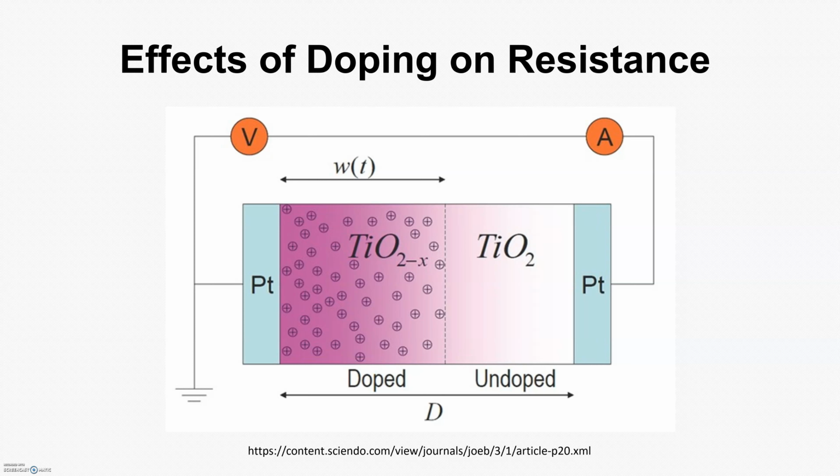The boundary moves whenever current flows through the device. The memristance is either going to increase or decrease. It's going to increase in memristance when the boundary moves to the left. So that means whenever the doped region is smaller, it will have more resistance in our memristor.